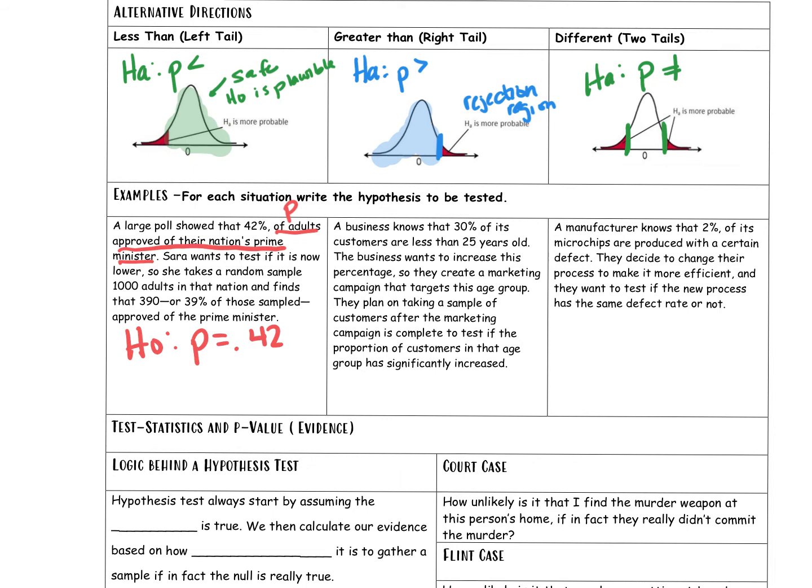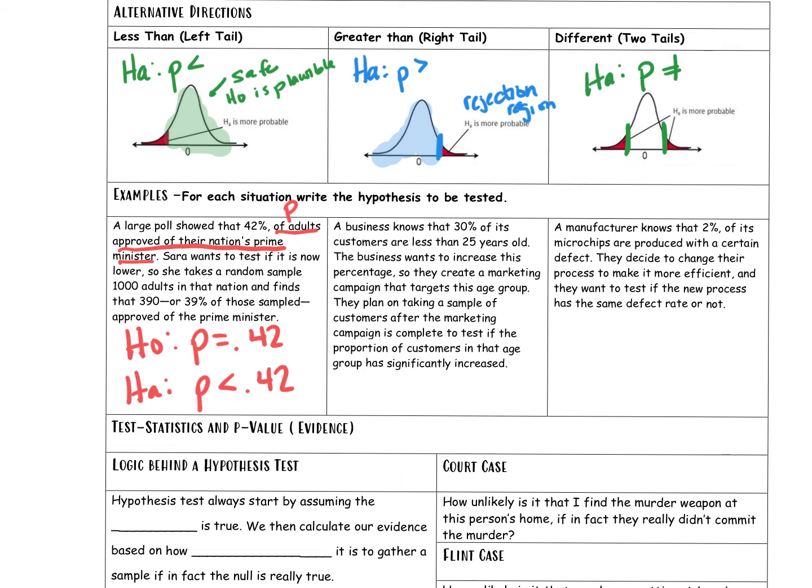Sarah takes a sample of 1,000 adults and finds 390 of them approved, which is only 39%. So she's already thinking that the actual value is less than what's being stated, and that's what she's going to test based off of her sample. We build our test based off the sample and the wording in the problem. It says that Sarah wants to test if it is now lower. So our alternative is that P is less than 0.42. That's what Sarah believes and wants to show evidence in favor of.